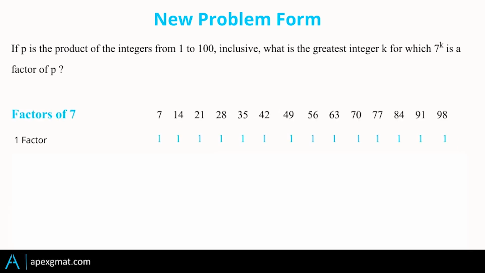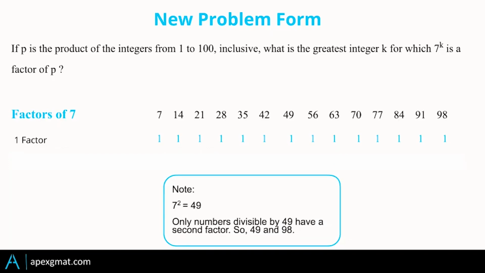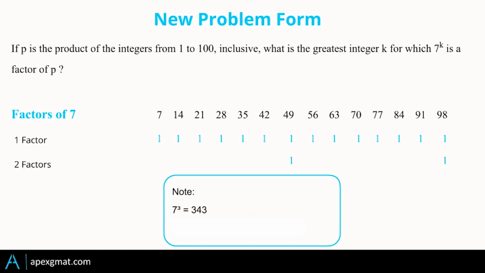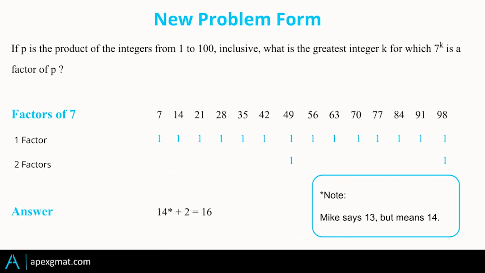Of those, how many have more than one factor of 7? Well, we know that 7 squared is 49. So only those numbers divisible by 49 have a second factor. 49 and 98. There are none that have 3 factors of 7 because 7 cubed is 343. If you don't know it, that's an identity you should know. So here our answer is 13 plus 2, 15.